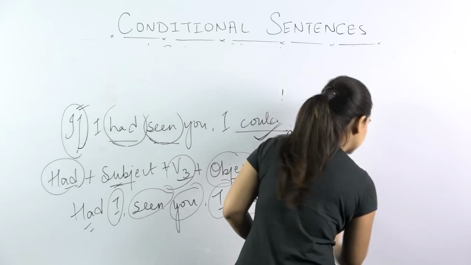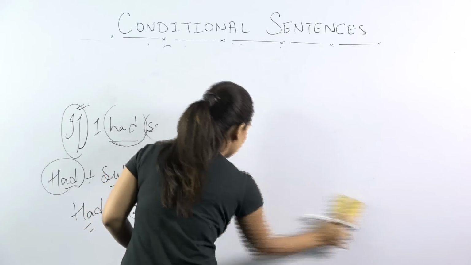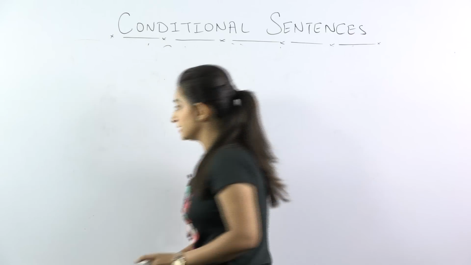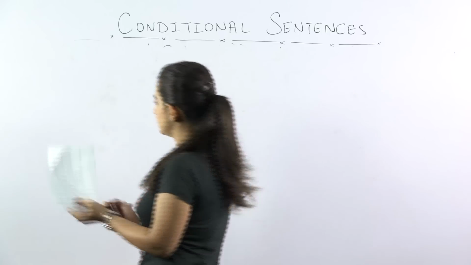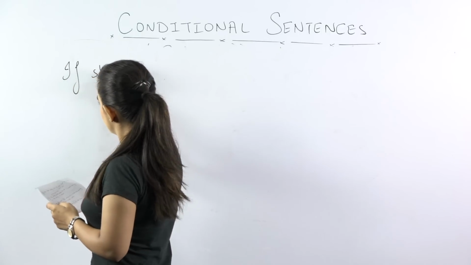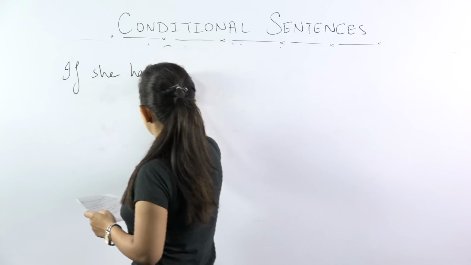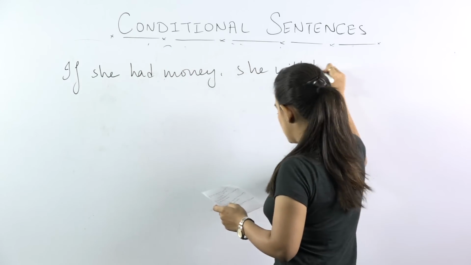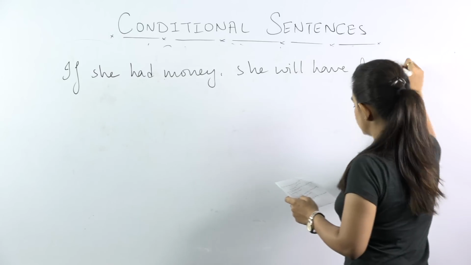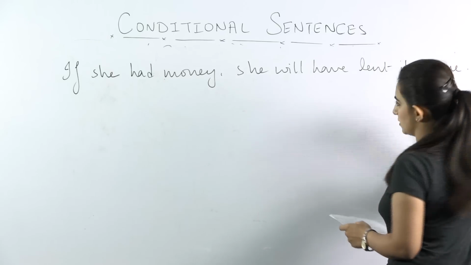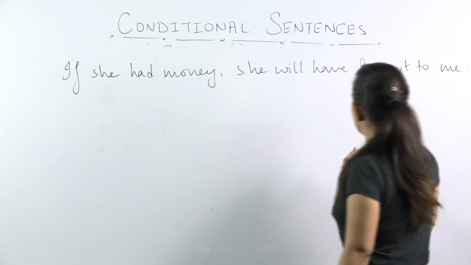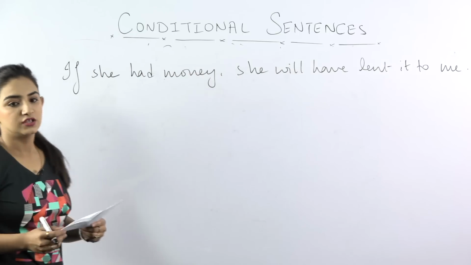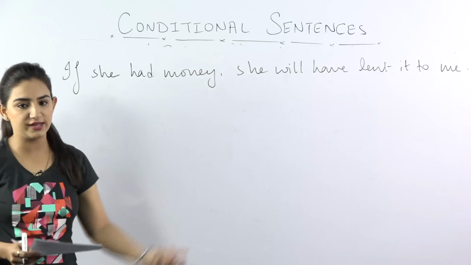Now let's take some examples, or rather let me give you some sentences and you will tell me what would be the correct sentence here, right? So the first sentence that goes for you is, if she had money, she will have lent it to me. If she had money, she will have lent it to me. Quickly tell me what should be the correct sentence here.